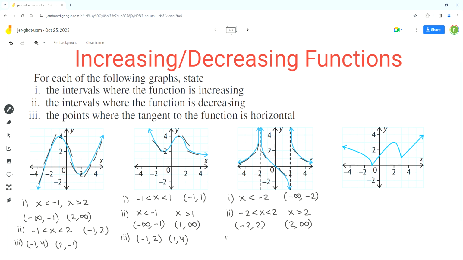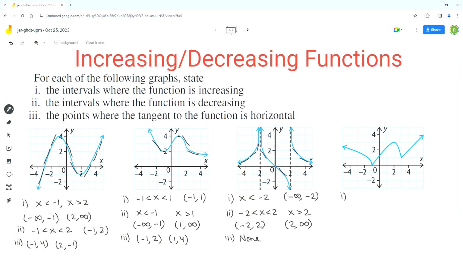Now we can answer the third question. So the point where the tangent to the function is horizontal, in this case the graph is not forming any peaks or valleys. So that's why there are no points at which the tangent to the function is horizontal. So now we can analyze the last graph.